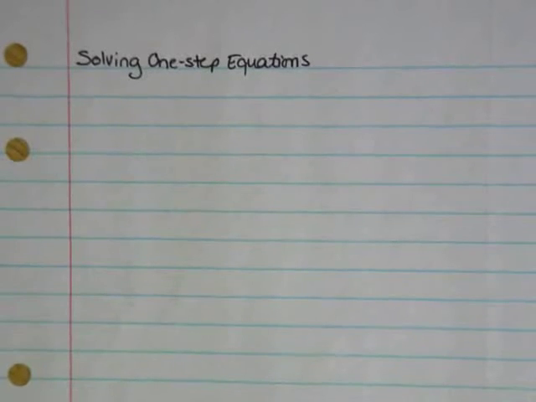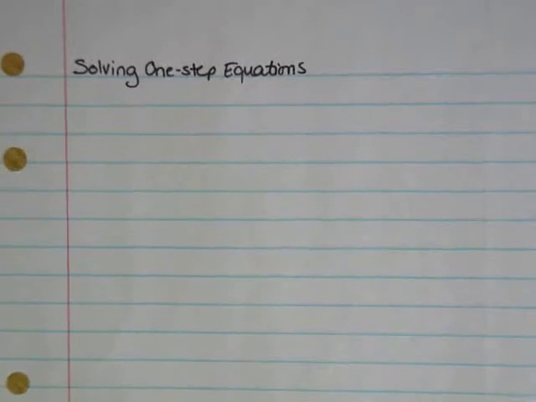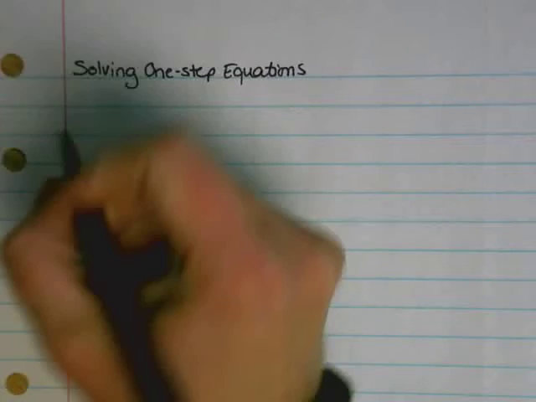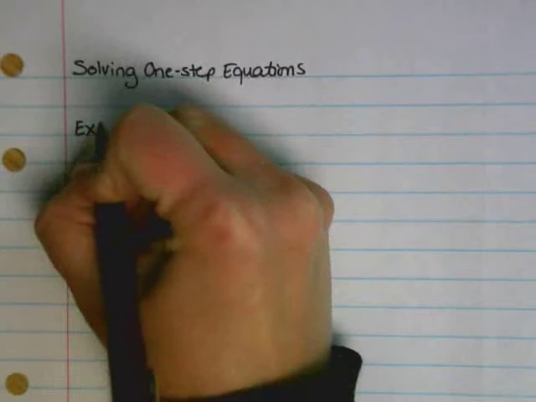Okay, hi everyone. We are going to look right now at solving one-step equations and solving them showing your work algebraically, meaning that you are going to systematically, mathematically show how you're getting a variable by itself to solve for what that variable must stand for. So we'll do just a few examples.